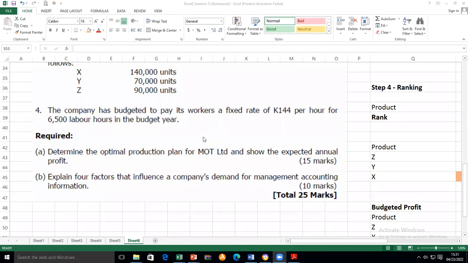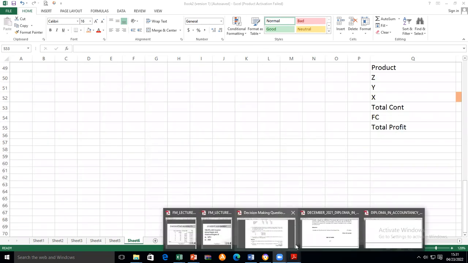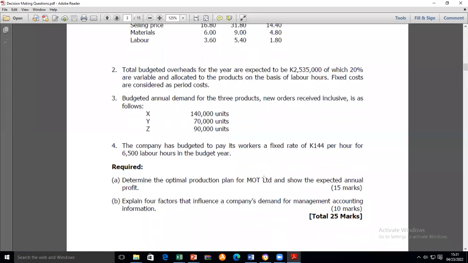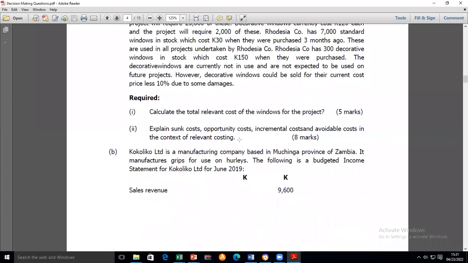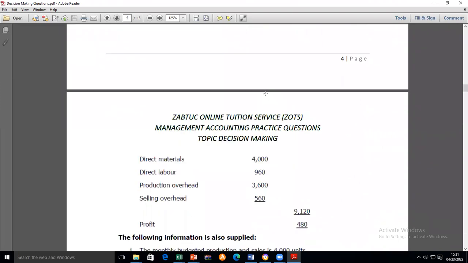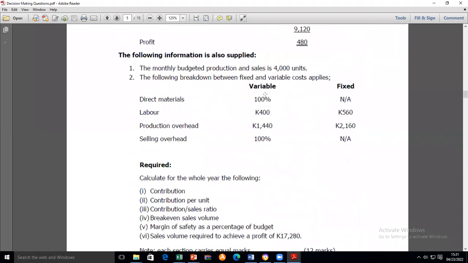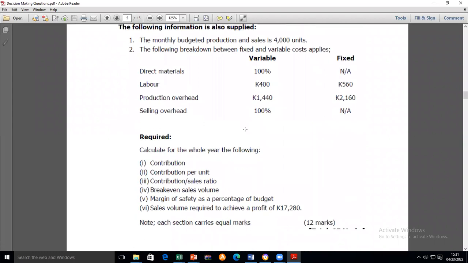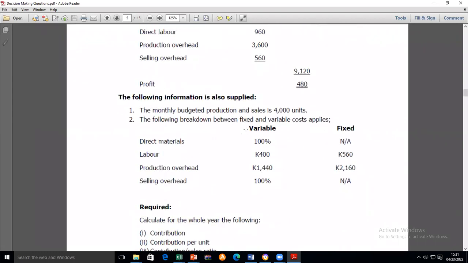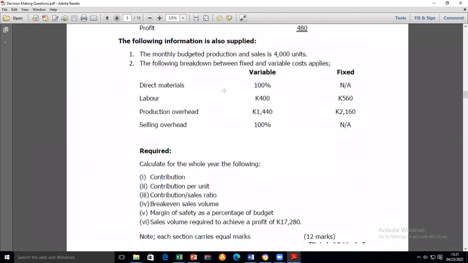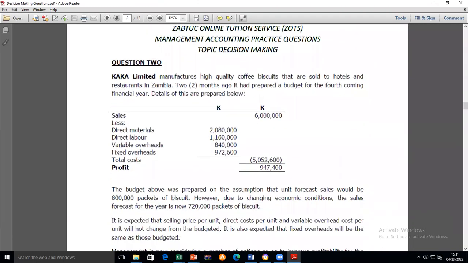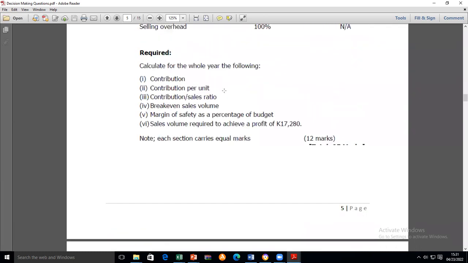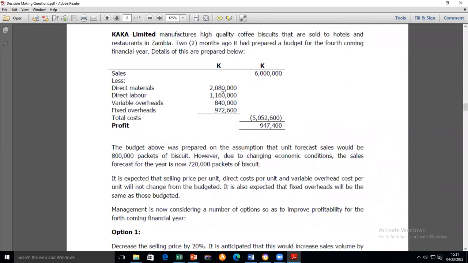So we hope we have learned something from this particular question. This one, we have done relevant costing, so that question now should be okay with you. This afternoon, please, can you try this question on break-even analysis? So all of you, I'm asking you to do that question, break-even analysis. This particular question, one on page 5, do that question.